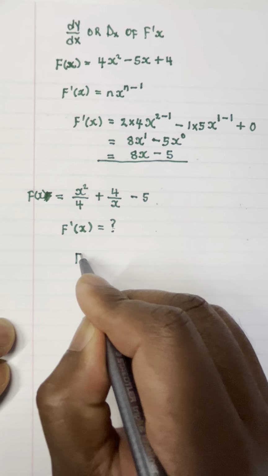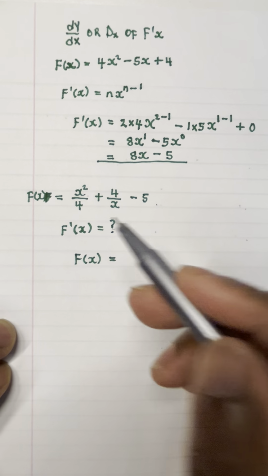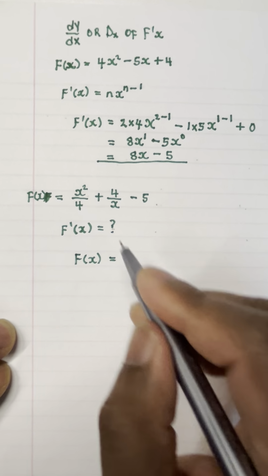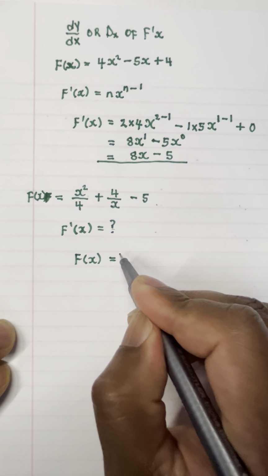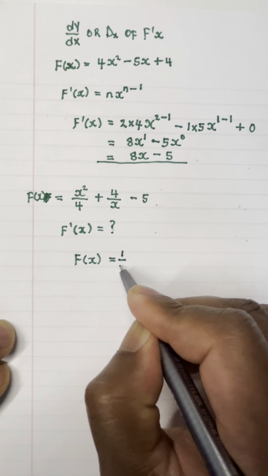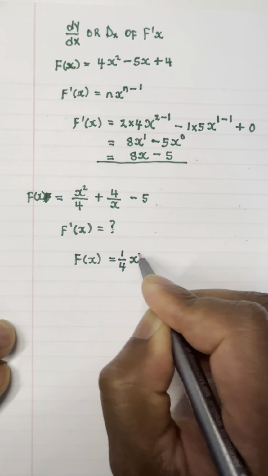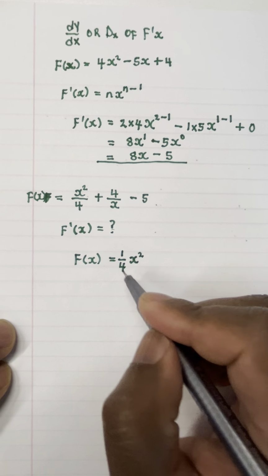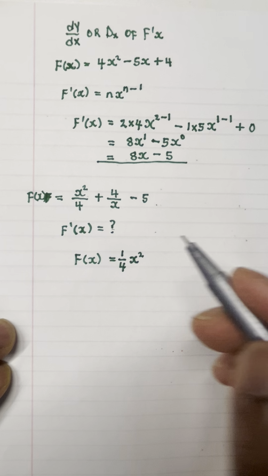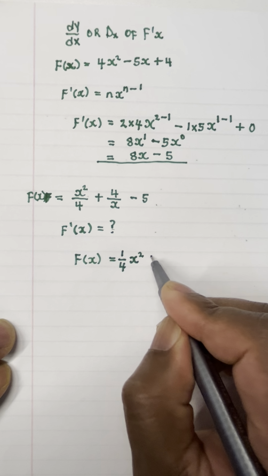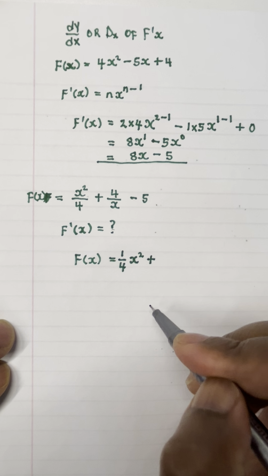So now I would say f of x equals. What I would do is say x squared over 4 is the same as 1 over 4 times x squared. Okay, now it makes it easy to do a derivative of this. Okay, now let's continue. Plus 4 over x.